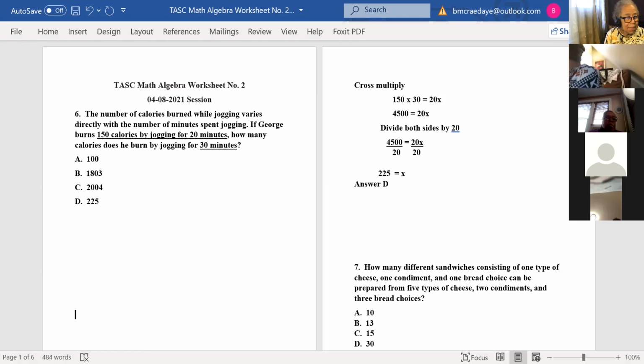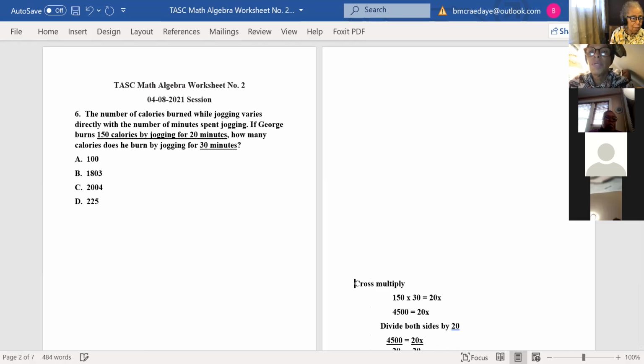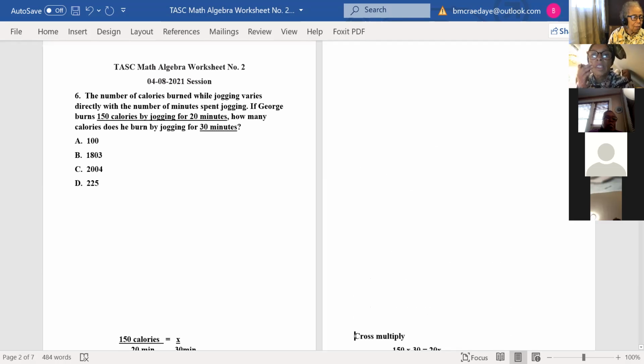Okay, Mercedes, read number 6. The number of calories burnt while jogging varies directly with the number of minutes spent jogging. If George burns 150 calories by jogging for 20 minutes, how many calories does he burn by jogging 30 minutes?